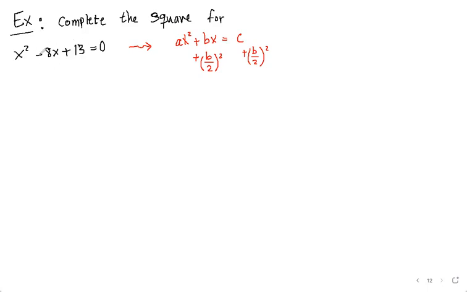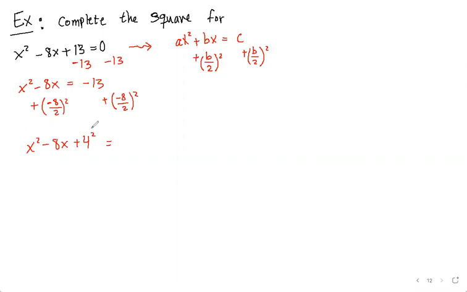So now, how can I change this quadratic equation to look like this? We subtract 13 from both sides. When I subtract, it gives me x squared minus 8x equals minus 13. Now to complete the square, what do I have to add? b over 2. What is b over 2? Minus 8 over 2, squared. What is minus 8 over 2? It's minus 4, squared actually.